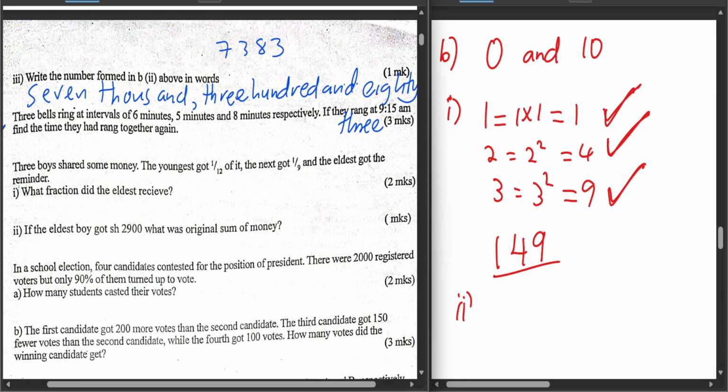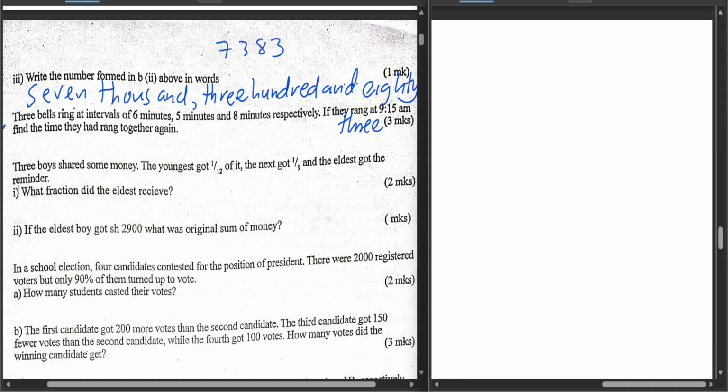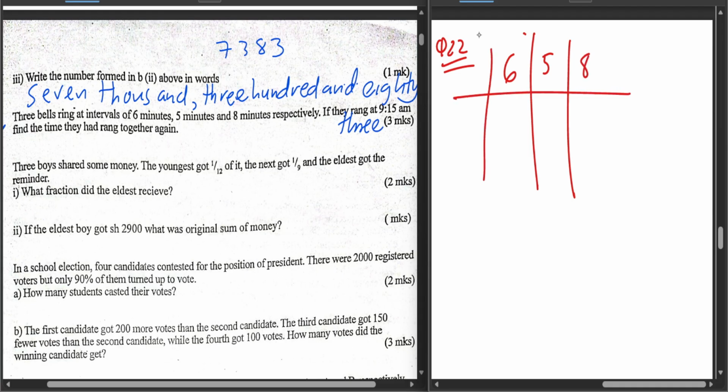Okay, and what does question 22 say? Three bells ring at intervals of 6 minutes, 5 minutes, and 8 minutes, respectively. If they ring at 9:15 a.m., find the time they will ring together again. So 6 minutes, 5 minutes, and 8 minutes. Obviously, you're going to find the LCM of 6, 5, and 8. So let's find it out.